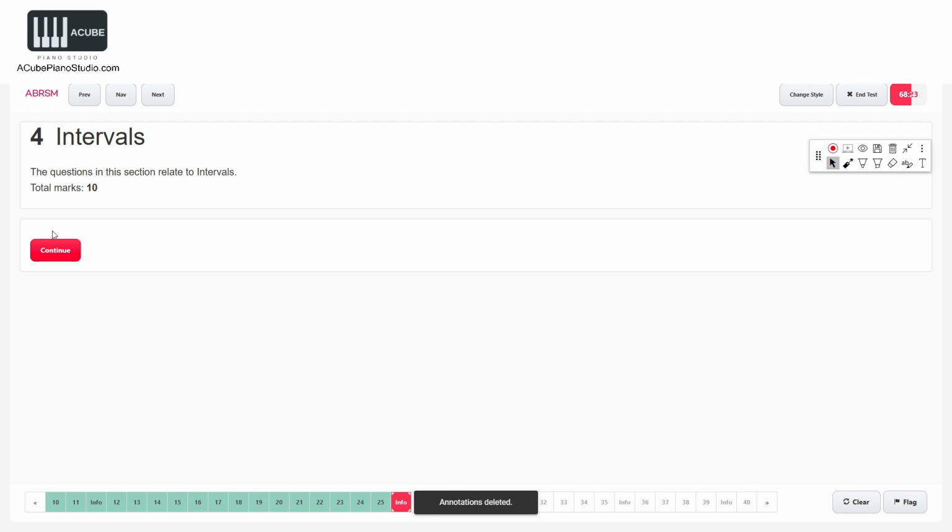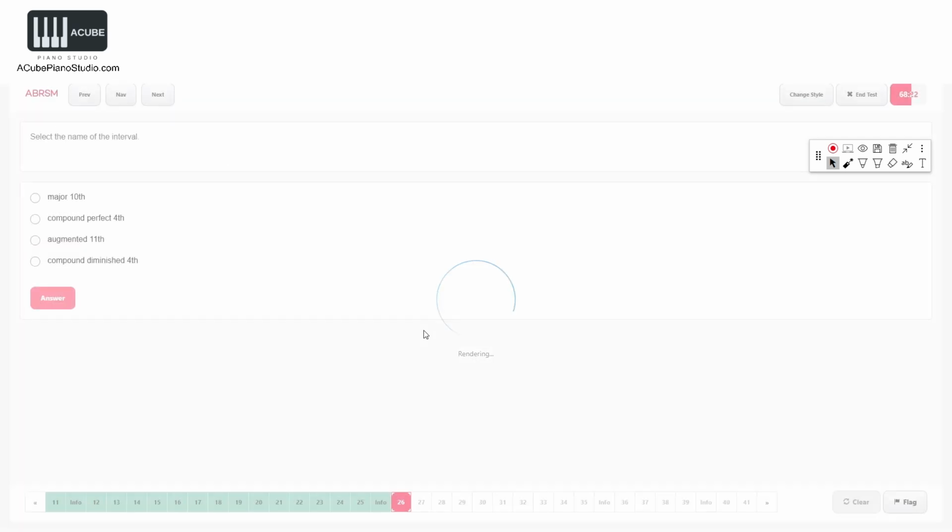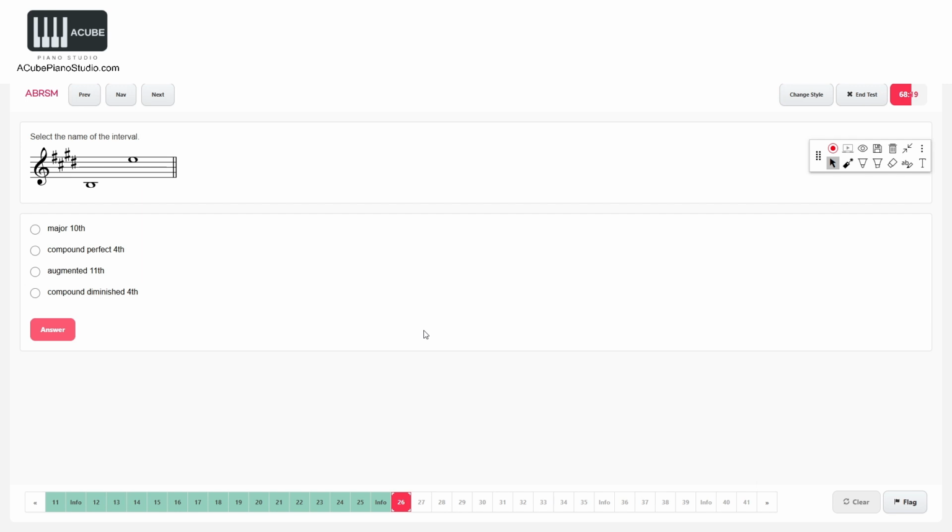Okay, next let's look at intervals. Select the name of the interval. If you look at this, this is B and this is E. From B to B, it is 1 octave, right? This is 8th, then 9, 10, 11. So it's 11th. Or if you want to use the compound interval, you start counting from this B, or you minus 7, so it's the 4th. Compound 4th.